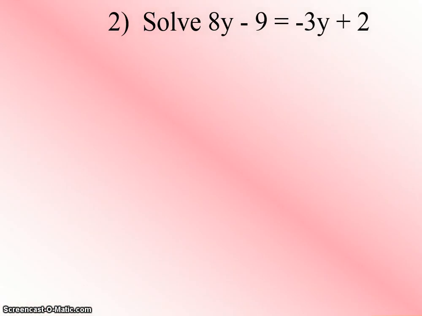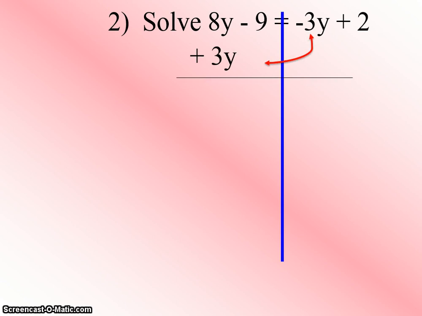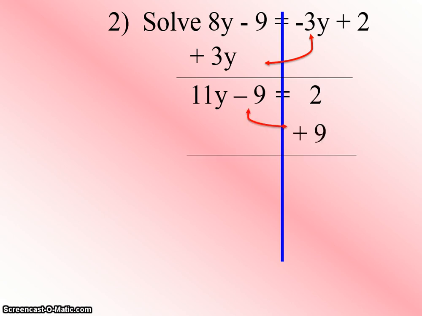Next problem. Okay, once again, we've got the same thing, except this time, we're going to move the negative 3y. Why? Because when I move it, we end up getting an 11y, and it keeps our y positive, which is a good thing. Now we want y by itself, so we're going to move the negative 9 to the other side and make it positive. We're going to add and get 11.